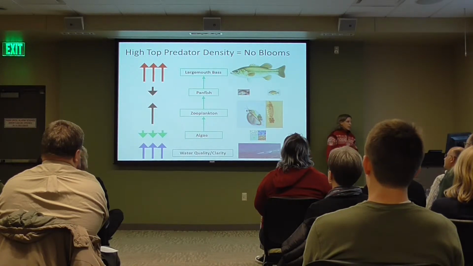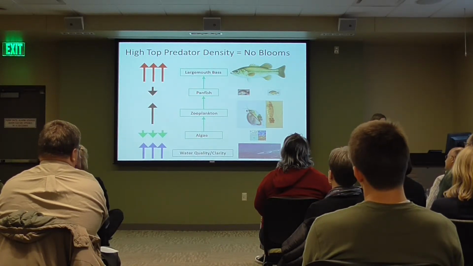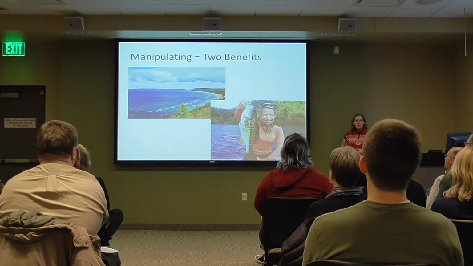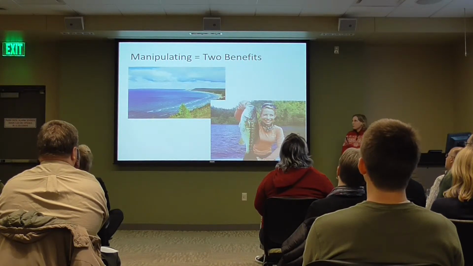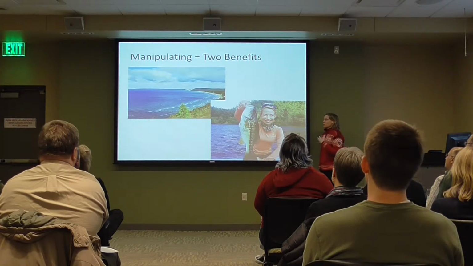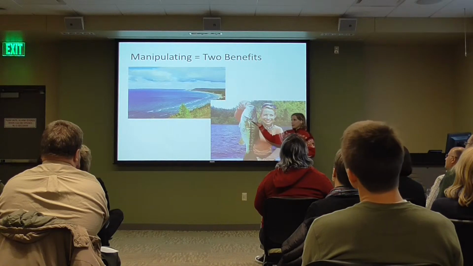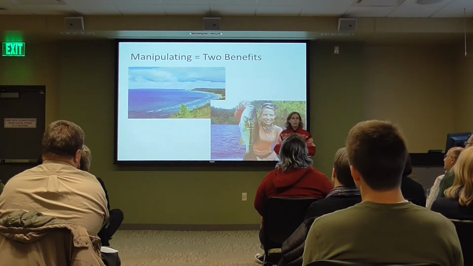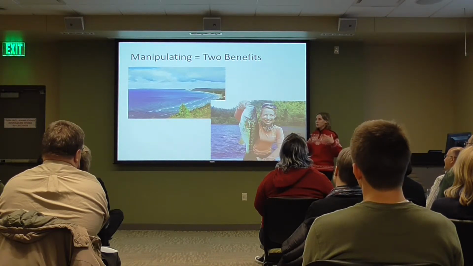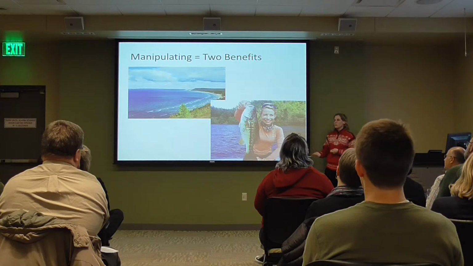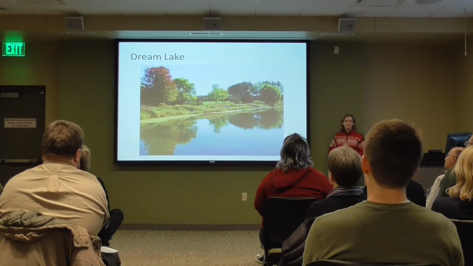So water quality and clarity increases dramatically. So you might think manipulating a food web is kind of challenging and unethical. Manipulating has two really great benefits associated with it. One is the fact you get a really better looking water body, healthier, it's blue, it's clear, people want to use it. But you also increase the recreational fishing opportunities as well. So it can make a lot of people happy.